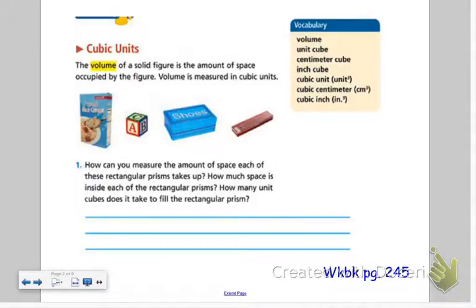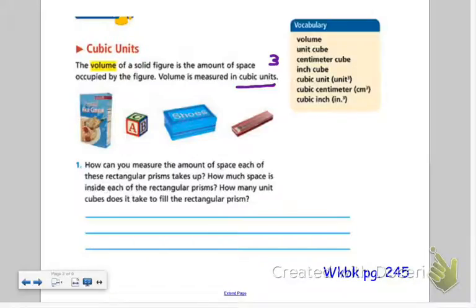This is page 245 in your workbook. The volume of a solid figure is the amount of space occupied by the figure, how much space it takes up. Volume is measured in cubic units. That's so very important to remember. Cubed is when we use the little 3. When we talked about area, we did squared, and we had the little 2. Now we're going to use the exponent 3.